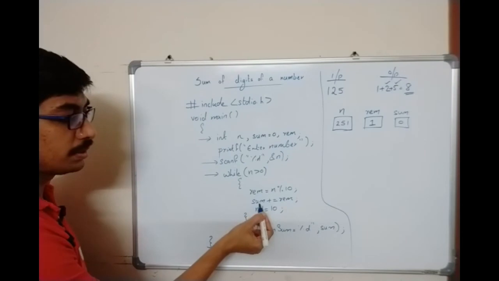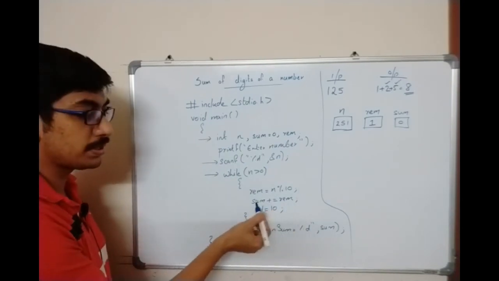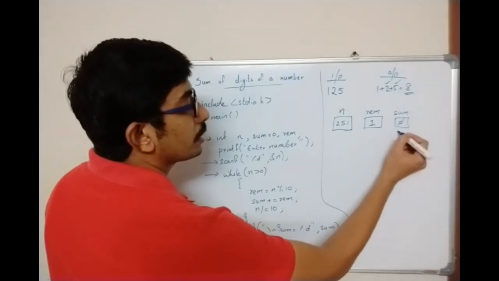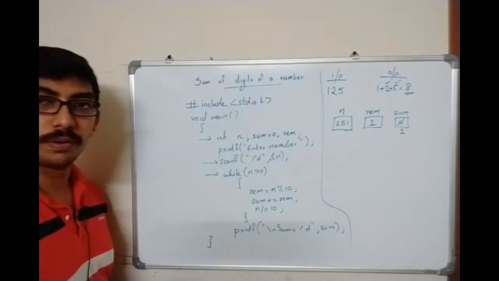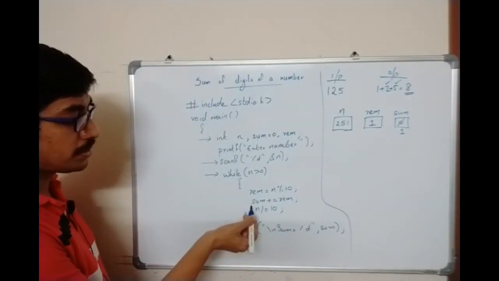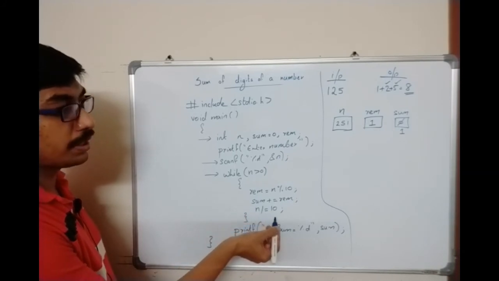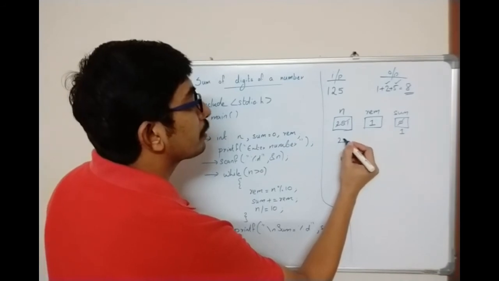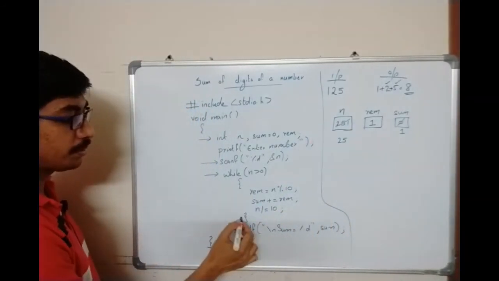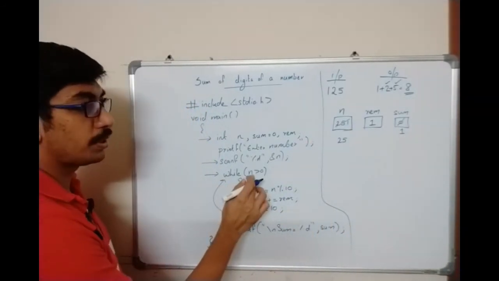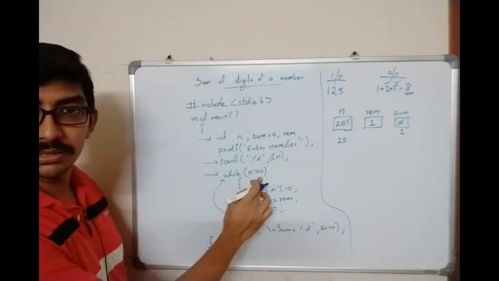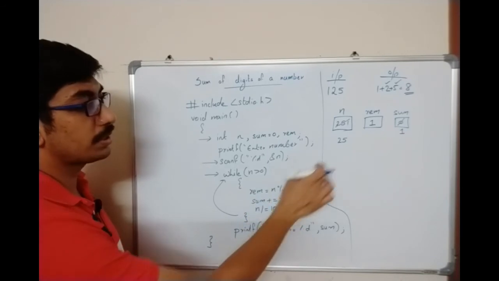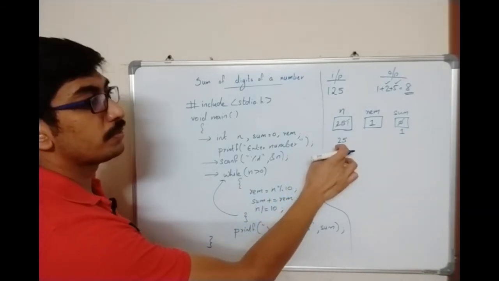Now it will become sum plus equal to remainder, which means sum is equal to sum plus remainder, that is 0 plus 1. So in sum you will have value 1. Okay. Then what happens? n is equal to n divided by 10, which means instead of 251 the number will become 25. Again you are going to check the condition. 25 is greater than 0, the condition is true, which means it will come over here. Remainder is equal to n mod 10, that is 25 mod 10, which is 5.